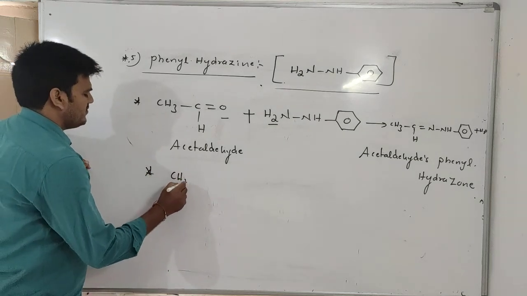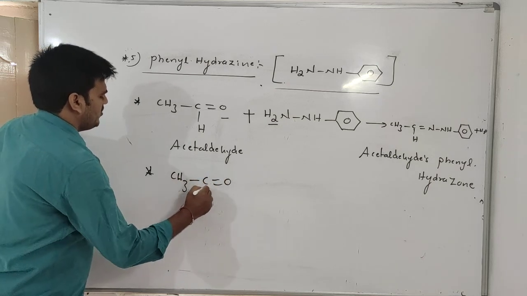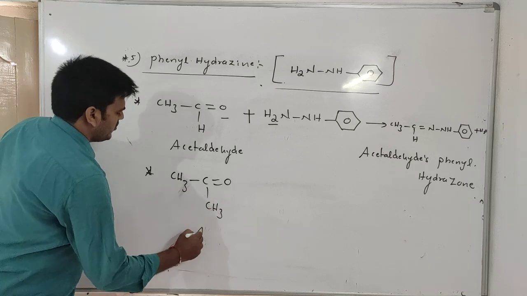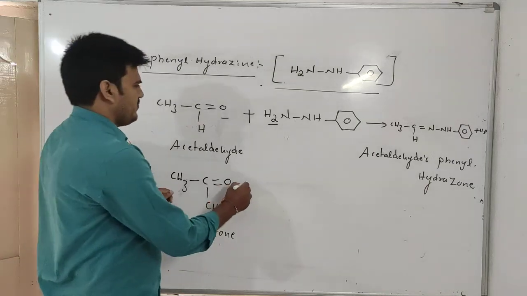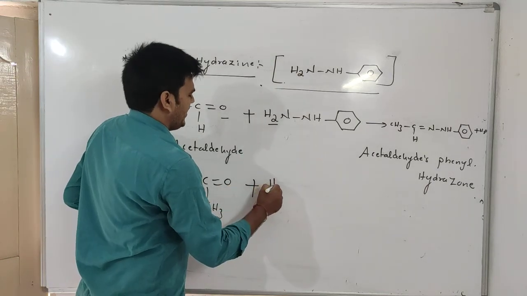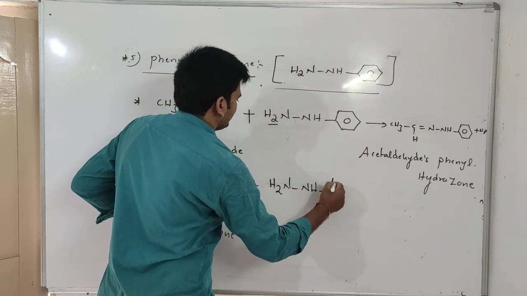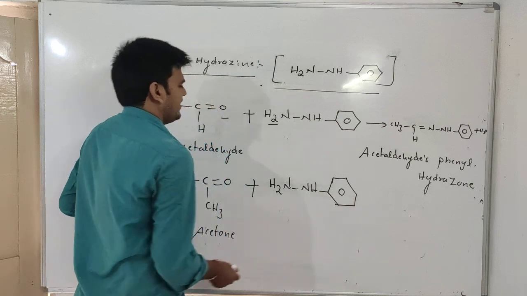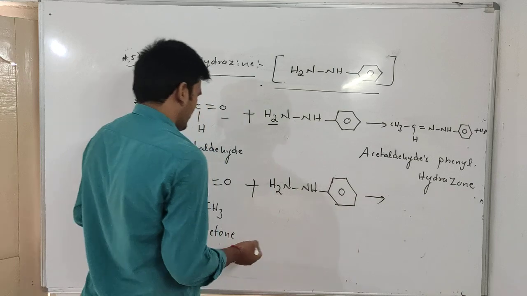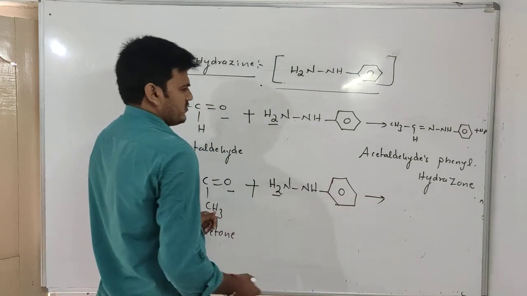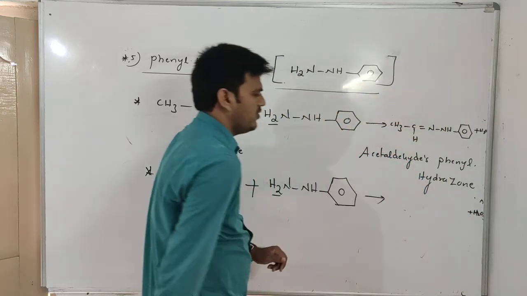And next one, acetone, formula CH3COCH3, plus phenyl hydrazine, H2N-NH-C6H5. Same answer: removal of water. Very simple, H2 combines with O, so the byproduct is H2O, a water molecule.